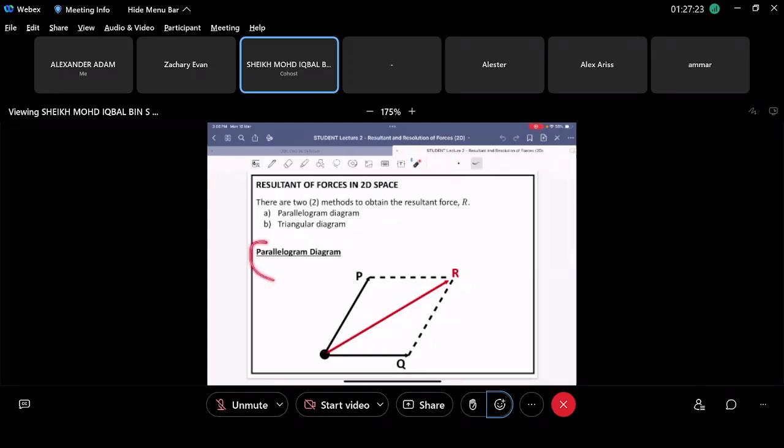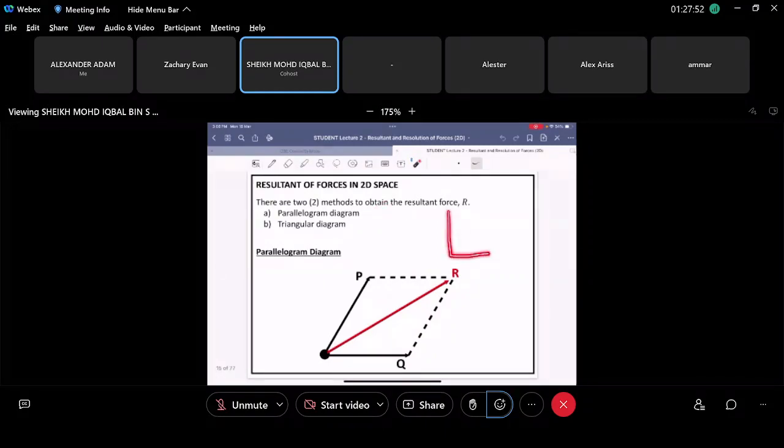These are the parallelogram diagram, right? Once you have P and Q here, you can just draw and make it a parallelogram. And once you make a parallelogram, you can just draw your resultant force here, right? So this one will be your resultant force. That's the first method, to make it into a parallelogram.